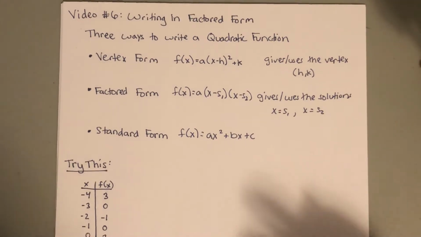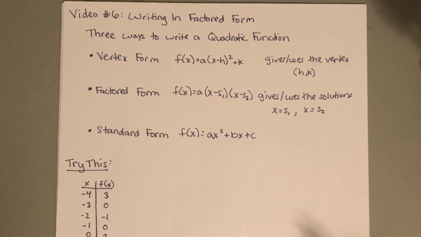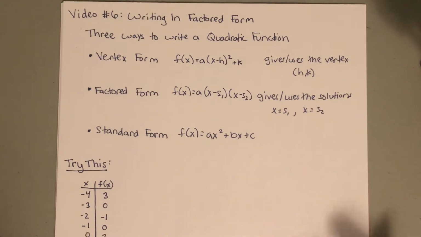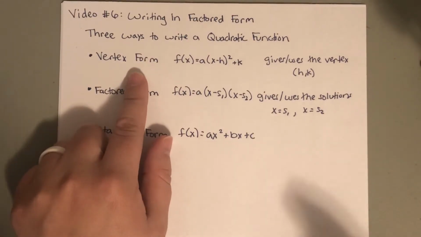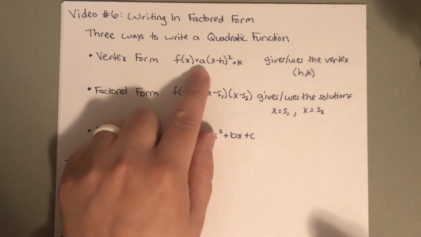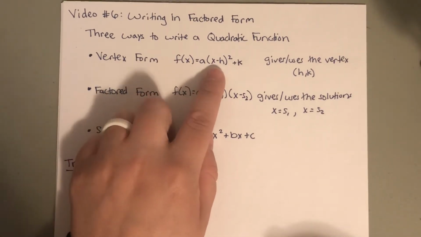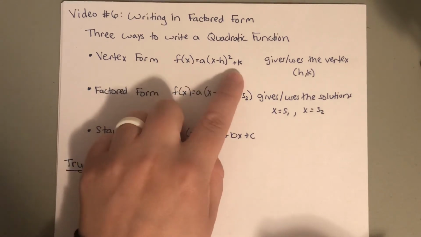Hello there. In this video, we're going to talk about writing quadratic functions in factored form. Now, there are really three ways to write a quadratic function. There's vertex form, which we've been talking about. You have your a value, which is half of the second change. And then you have x minus h squared plus k.